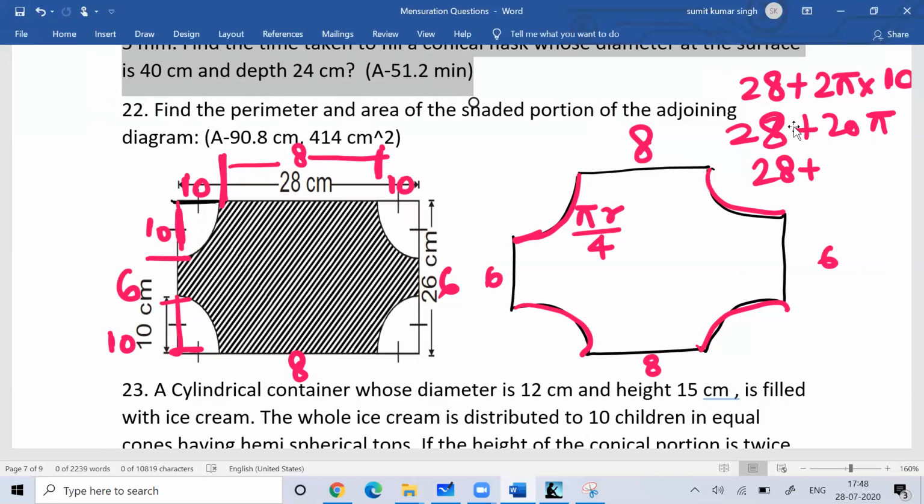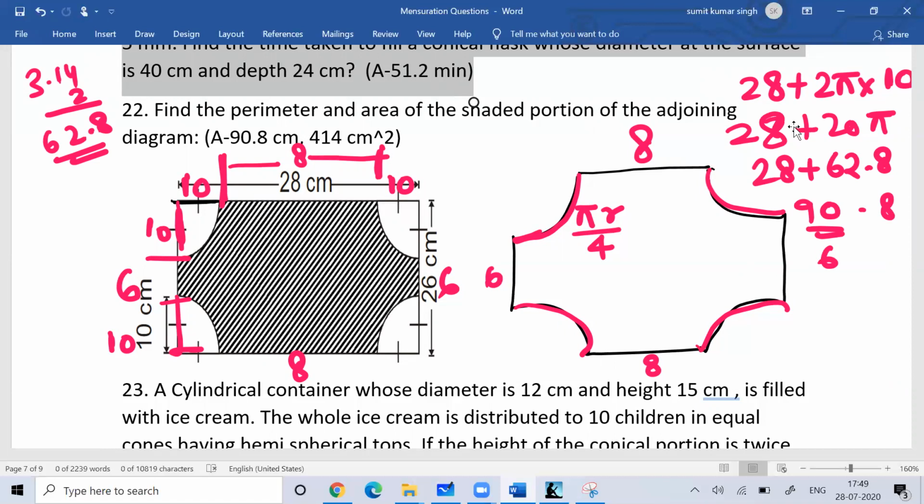So in place of pi, if I write 3.14, then 3.14 into 20 is 62.8. So 62.8 plus 28, if I do, this is 90.8. 90.8 would be your perimeter.